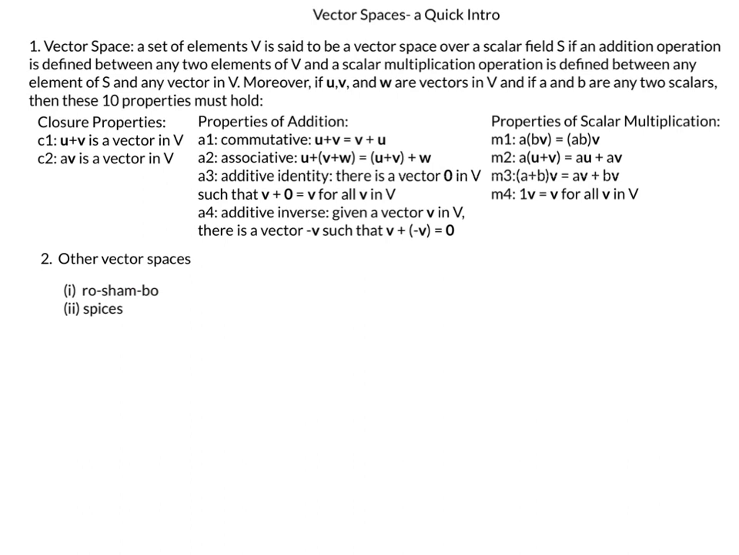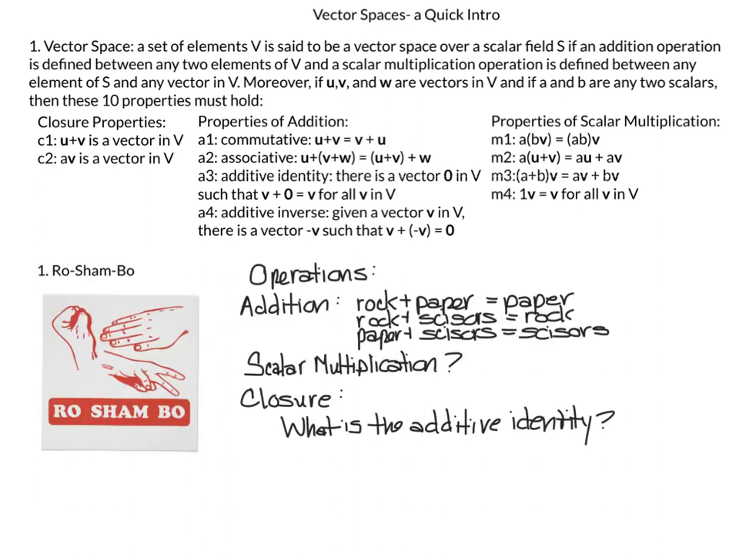The first one is the Rochambeau game, so we should look at that. And the other one was from cooking, and it was spices. Rochambeau is the commonly known game where you have these hand positions that designate a rock, a piece of paper, or scissors. Two people will say Rochambeau, and then on beau they put out their hand signal. So they either put out rock, paper, or scissors.